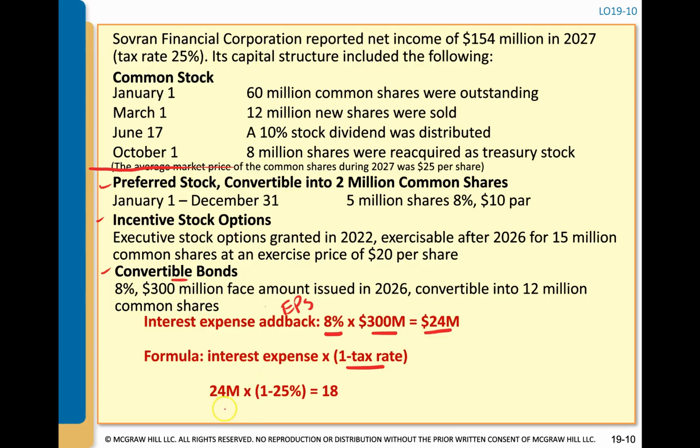So the increase to the numerator, remember, this is just the numerator in the EPS calculation, is going to be our interest expense times 1 minus 25%, and that equals 18 million. That's going to be the increase to the numerator. We also are going to have an increase to the denominator because we're increasing our number of shares outstanding.